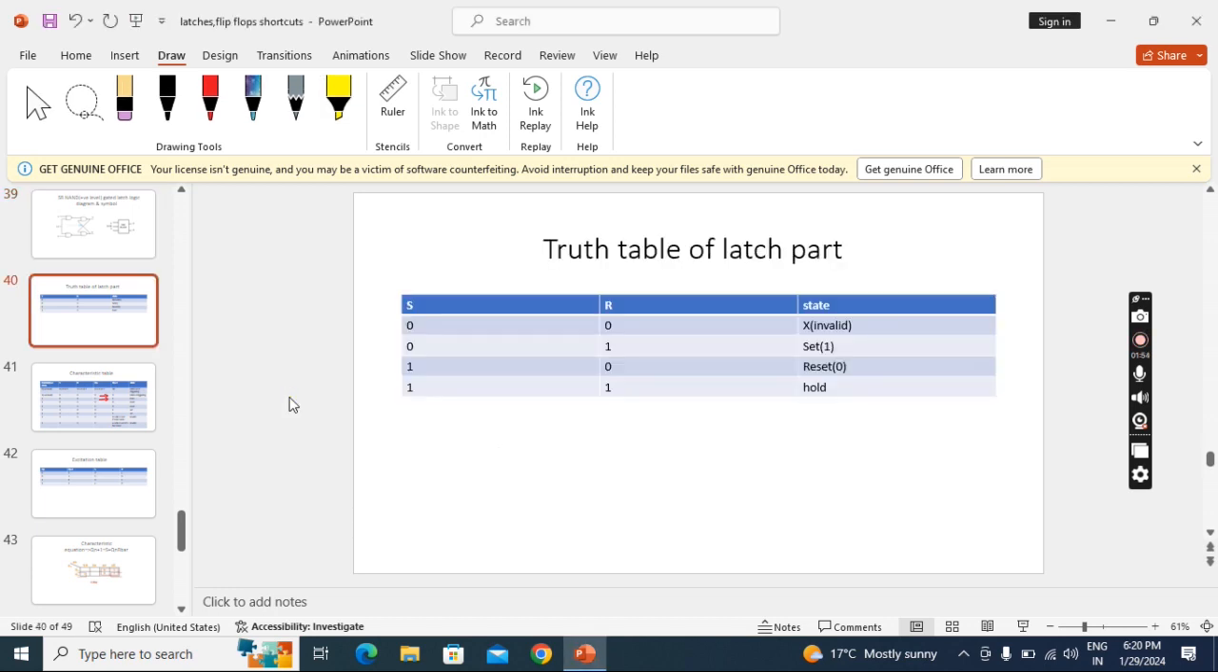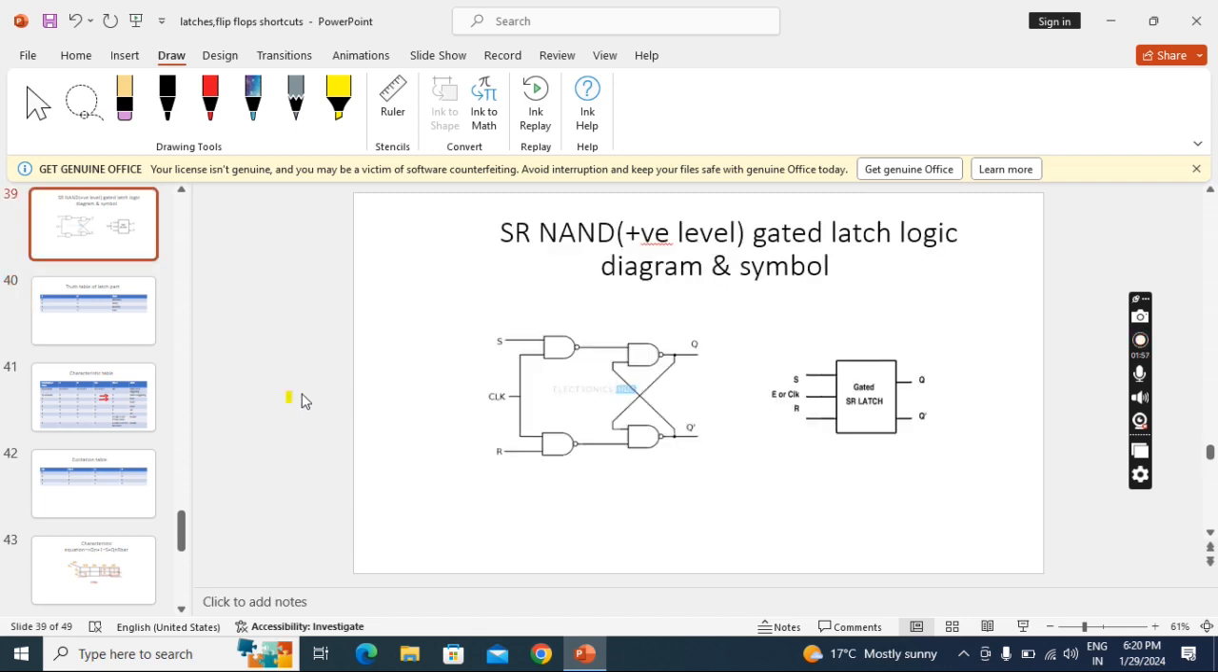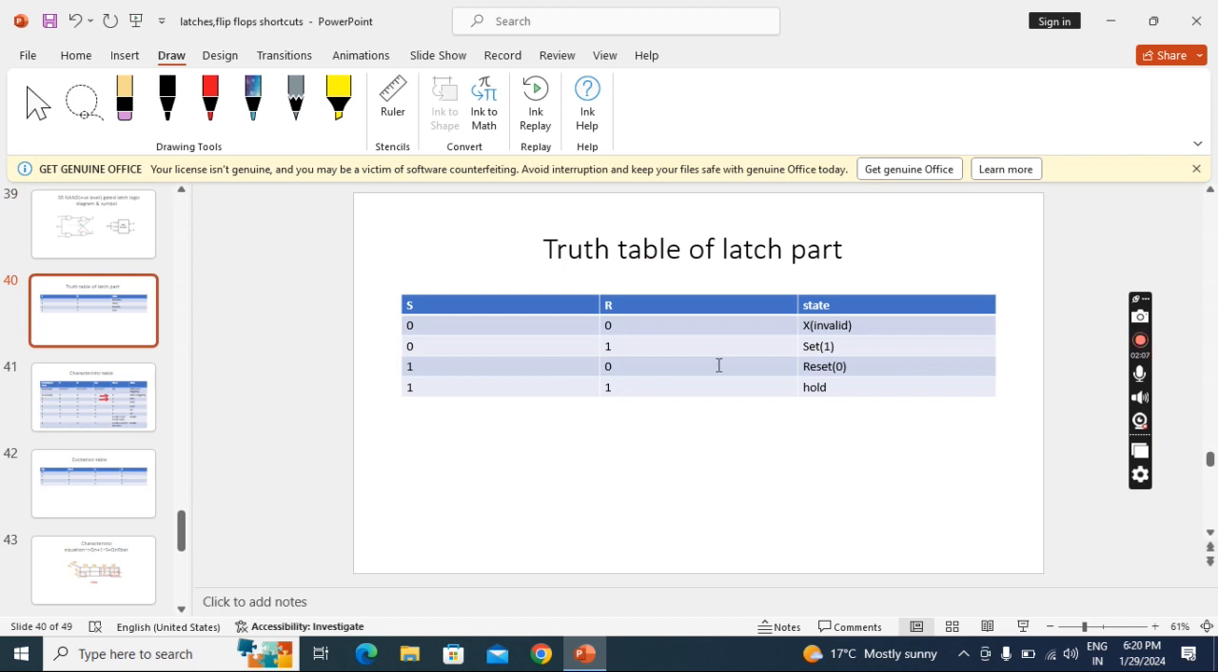Before going to further process, we should have the truth table of this latch. This latch is a non-gated SR latch, so we should have that truth table. I have taken the truth table in a simplified way. From the non-gated SR NAND latch, when inputs are 0, 0, we get invalid. When inputs are 0, 1, it means S is 0 and R is 1, we get set 1. When S is 1 and R is 0, we get reset 0. And when both inputs are 1, 1, it will be hold.